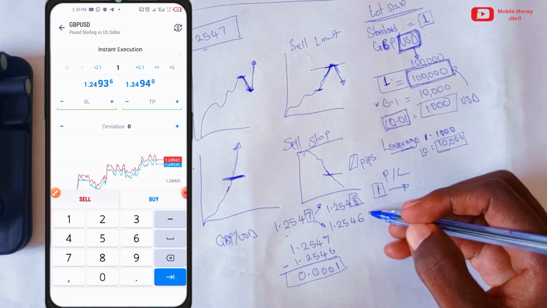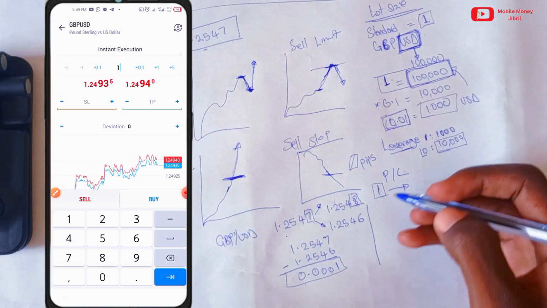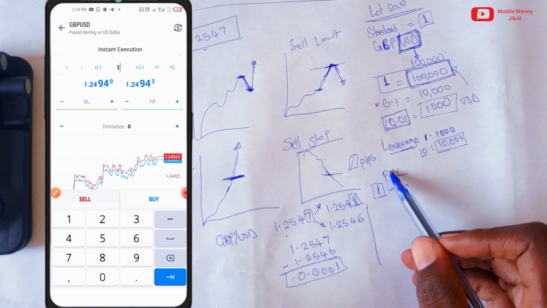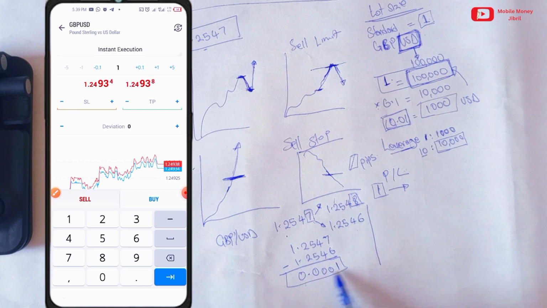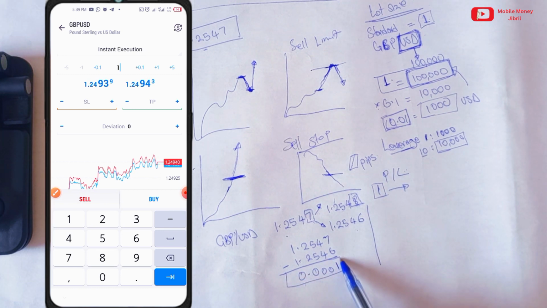Just follow. I'm going to show you why I am doing this so that you can understand the profit and loss when a market is moving. So this one movement, the one step, gives us this difference in price.